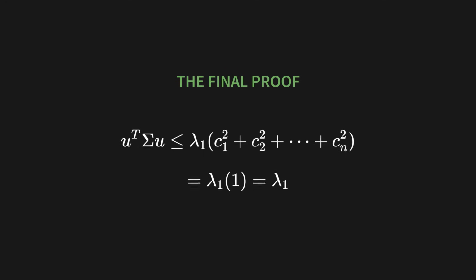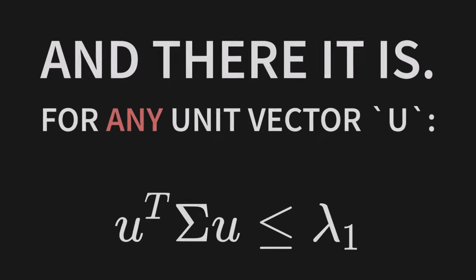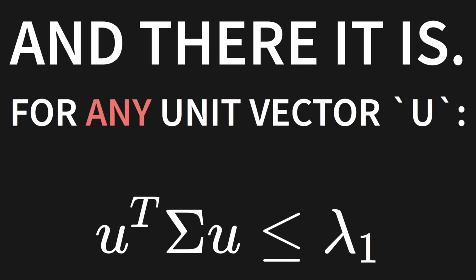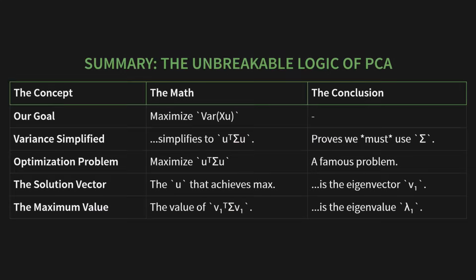And what do we know about that sum of squares in the parentheses? We know it equals 1. So our expression is less than or equal to lambda 1 times 1, which is just lambda 1. And there it is. For any unit vector u, the variance u transpose sigma u is always less than or equal to lambda 1. The variance in any direction can never exceed the largest eigenvalue. The only way to hit that maximum is if u is exactly v1.